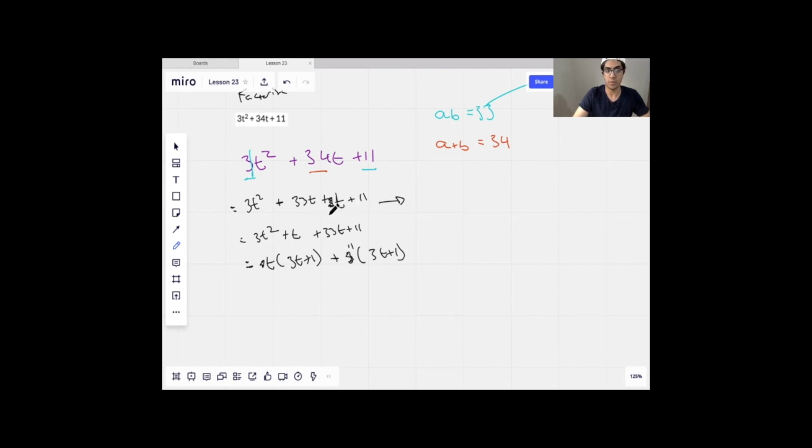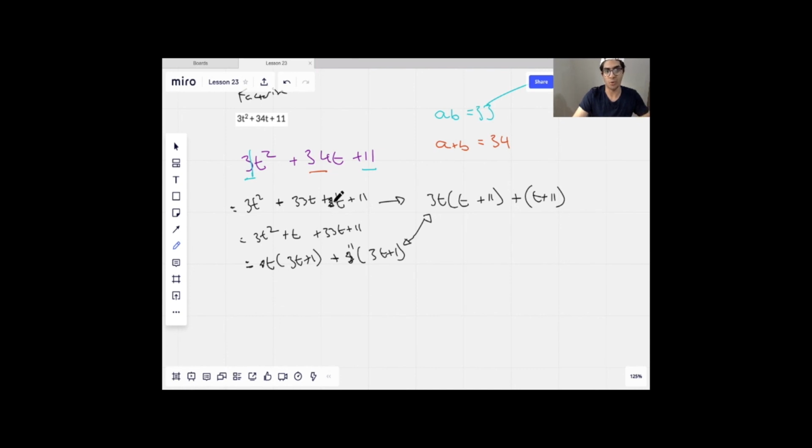Let's try it this way. 3t, so we'll take the factor of 3t out. We're left with t plus 11, plus t plus 11. And lo and behold, both ways work out. So sometimes there isn't even a wrong way. If it factorizes both ways, you're happy, it's happy days.